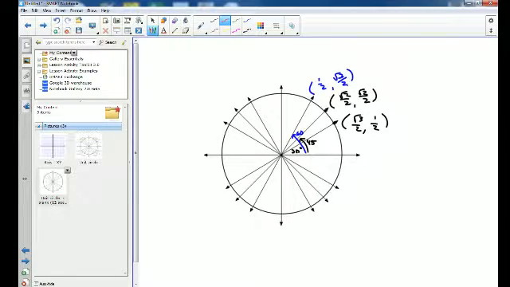Let's fill in this point. If the radius of the circle is 1, this is 1, 0. So cosine at 0 is 1 and sine at 0 is 0. Go up here: 0, 1. You start to see how useful this can be. What is cosine of 0?